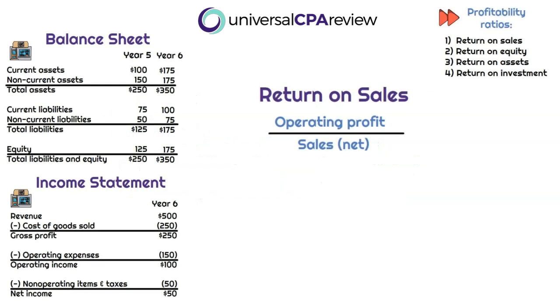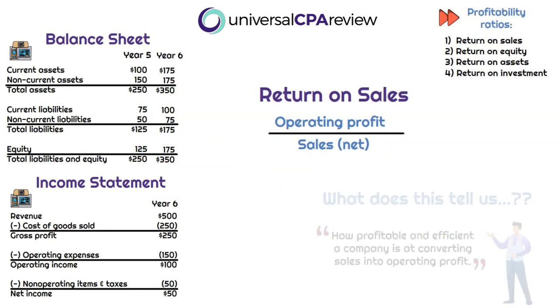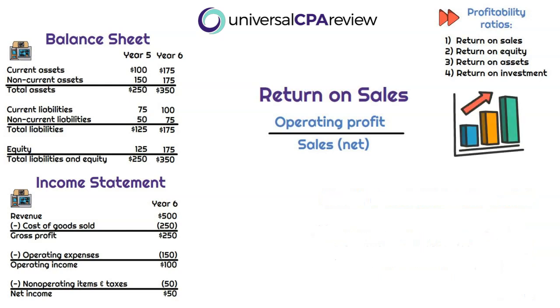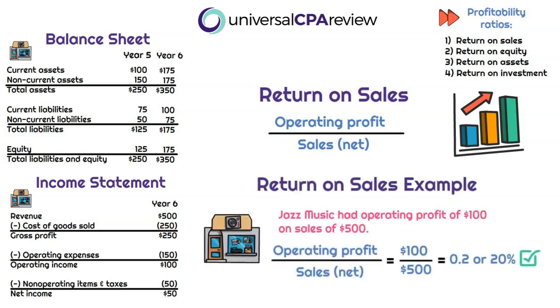So the formula for return on sales, it's not difficult. It's just operating profit divided by sales. And what this ratio tells us is how profitable and how efficient a company is at converting sales into operating profit, right? So what we want to do is increase this return on sales ratio as high as possible. Because if we earn $1 revenue, well, we want that to turn into an operating profit that's as close to $1 as possible. So obviously there will be some expenses, but the goal is to get that as high as possible.